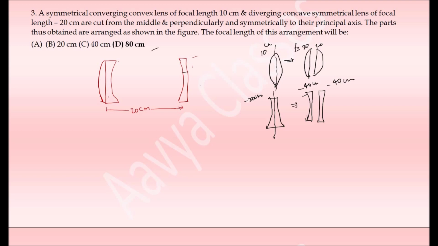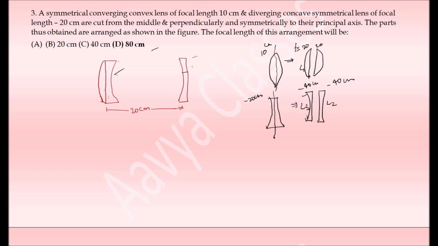Now the problem says that we place these combinations the way it is shown here. That is, if this is the lens L1, this is the lens L2, this is the lens L3, then we combine L1 and L2 to form one unit, and then place lens L3 at a distance of 20 centimeters. So you have to calculate the focal length of this arrangement.